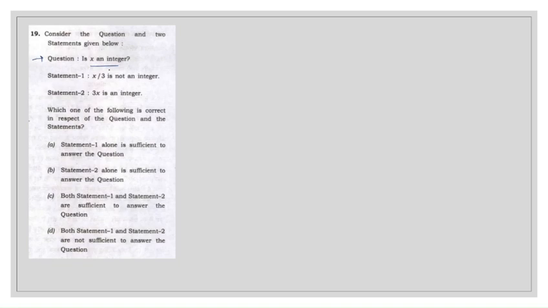So the question asks whether x is an integer or not. For statement 1, we'll put in numbers as examples so that we can find out the various cases. For example, here they say that x divided by 3 is not an integer. So we can write x upon 3 is not equal to an integer. So that is one case, where it is not an integer, and this can be another case.